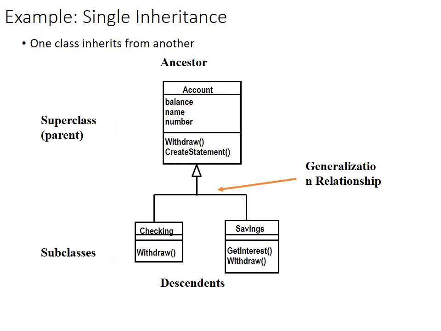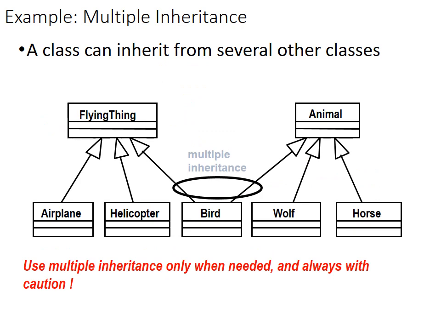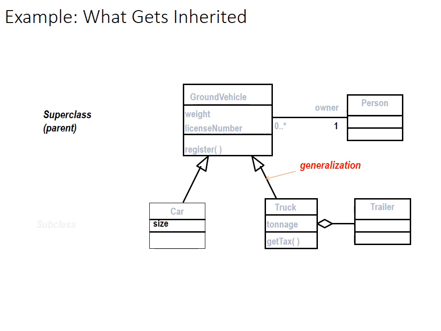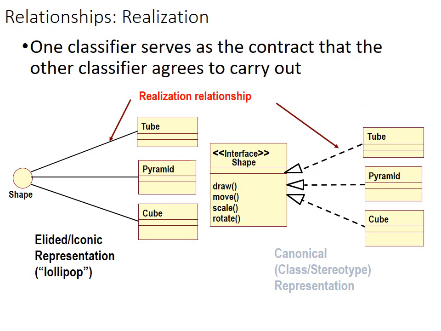This is the single inheritance. Like this is the multi inheritance, so we can use all the methods of the parent class in the child class, so we don't have to write them repeatedly in parent and child. So we can avoid duplicate code and reuse one function. Realization is where one classifier serves as the contract of the other.